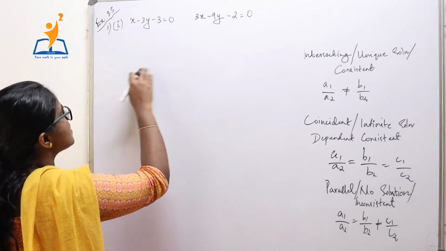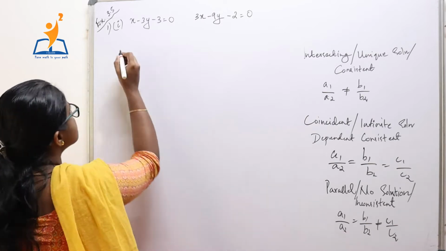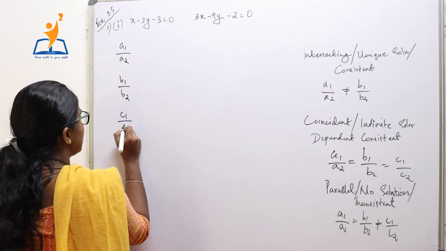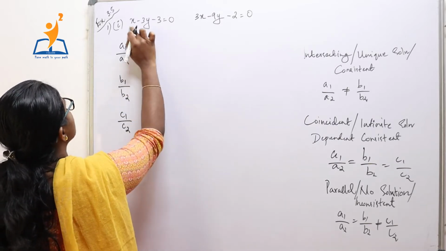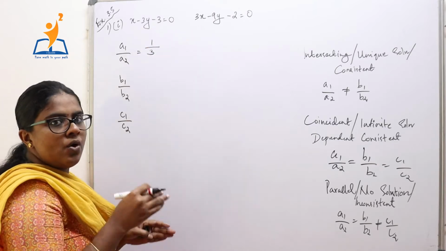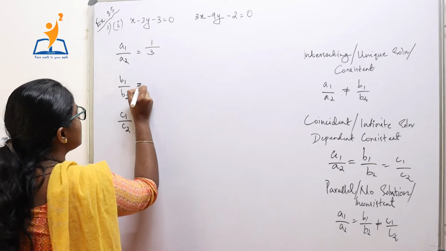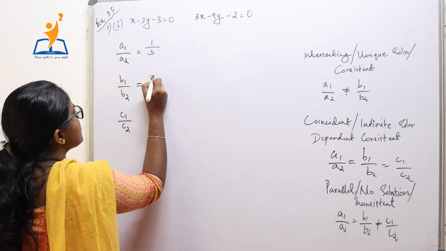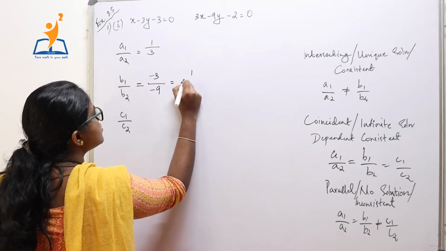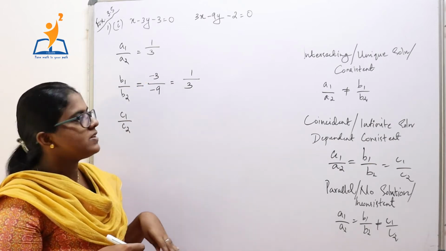So consider this equation, and to check whether we have a solution or not, we want to take the ratios a1 by a2, b1 by b2 and c1 by c2. What is a1 by a2? Here we have the coefficient of x as 1 and here we have the coefficient of x as 3. So a1 by a2 is simply 1 by 3 and it is in the simplest form. Now we will go for b1 by b2. Here we have minus 3 and here we have minus 9. So in the reduced form it will be 1 by 3. Negative and negative get cancelled, and in the simplest form it is 1 by 3.